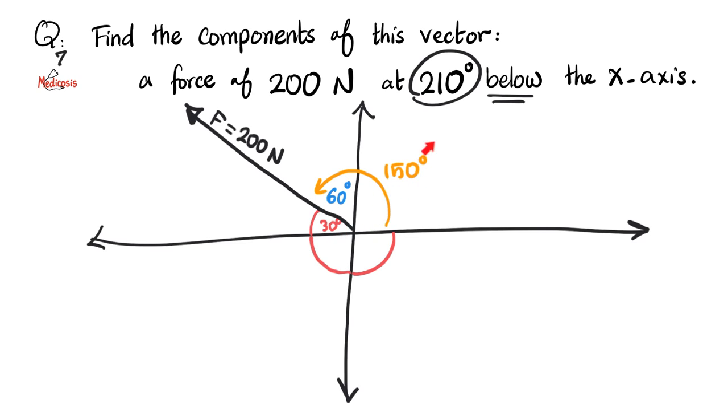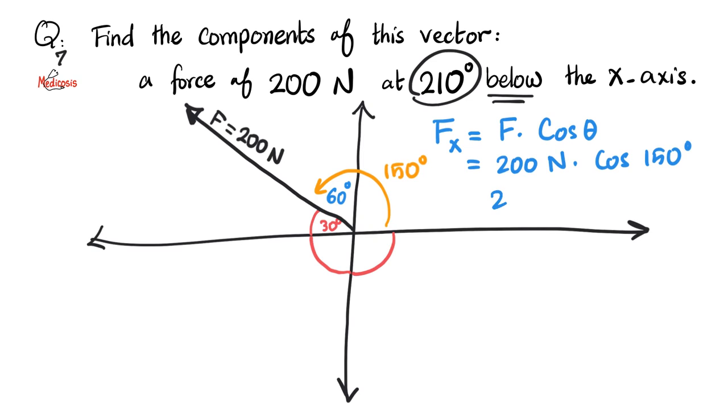The easiest one is to look at the 150 above the x-axis. Okay, so this is the angle that I'm playing with. Give me that F in the x direction, okay? In the x, it's gonna be cosine theta. How much is the force? 200 newtons. And cosine what? Cosine 150 degrees. And how much is cosine 150 degrees? It is negative square root 3 over 2. Okay, so this 2 can become 1 and this 200 can become 100. So I end up with negative 100 square root 3 newtons.